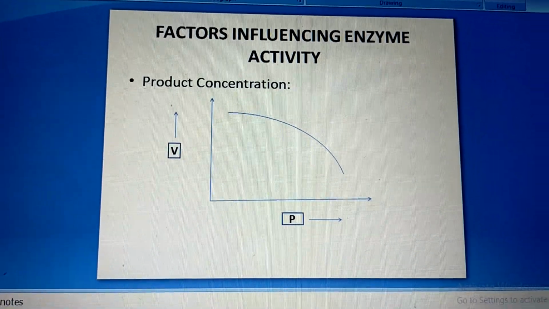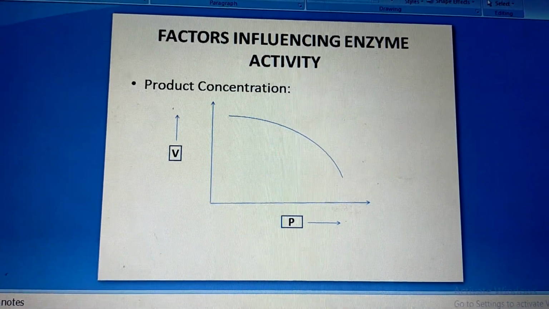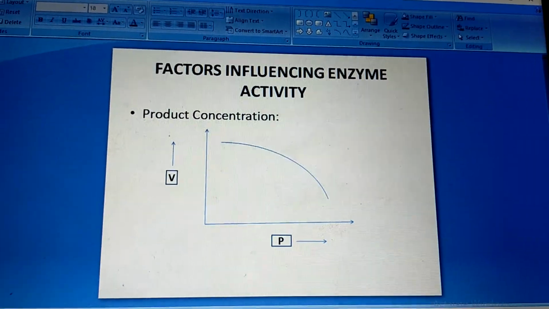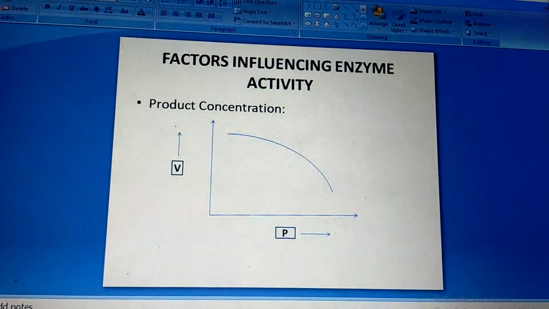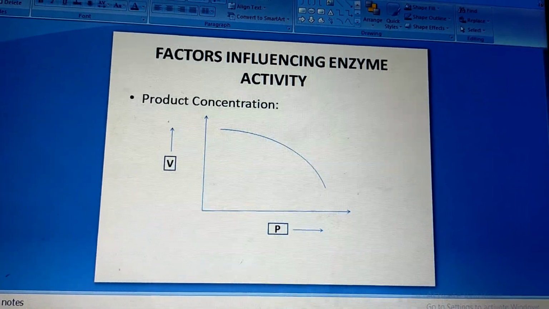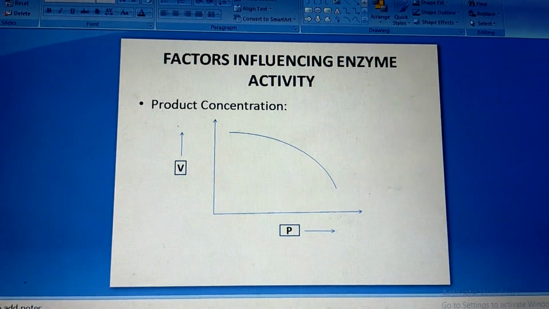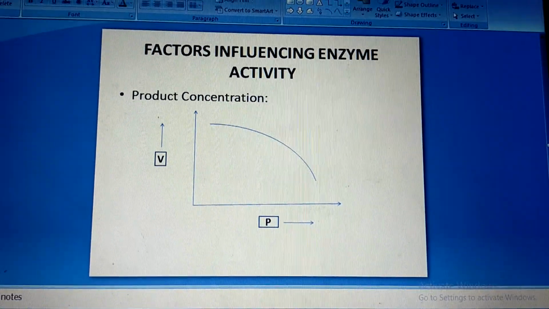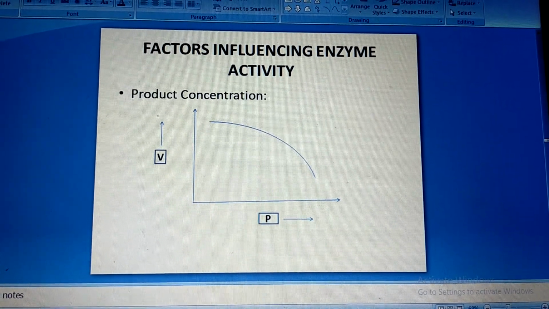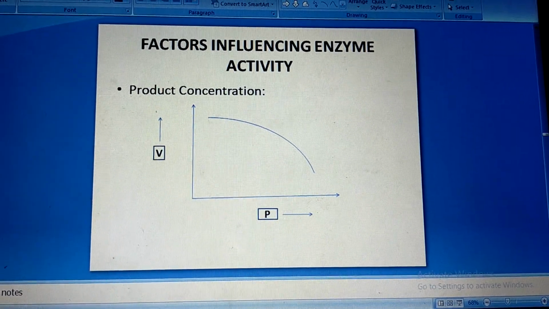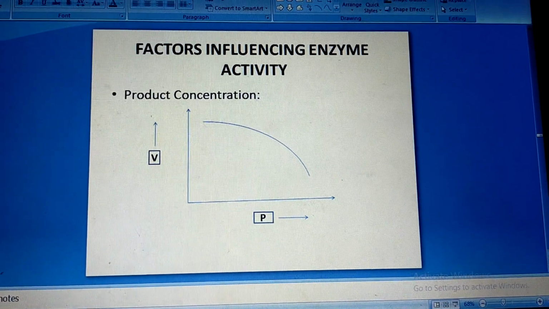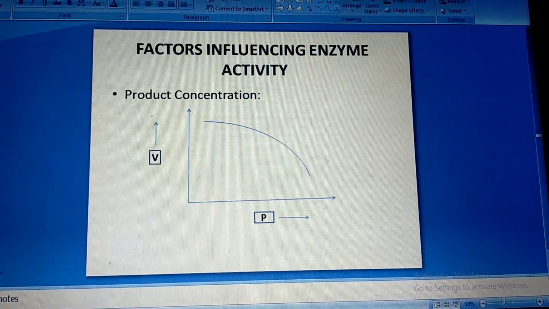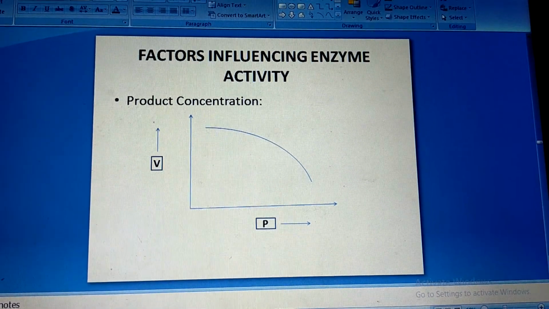So from the graph you see that velocity of the reaction is maximum when the product concentration is low. As the product concentration increases on the x-axis, the velocity of the reaction falls. So velocity of the reaction is inversely proportional to product concentration. This is because as the product concentration increases, the substrate concentration decreases and the product gets accumulated in the medium, which hinders the combination between enzyme and substrate.